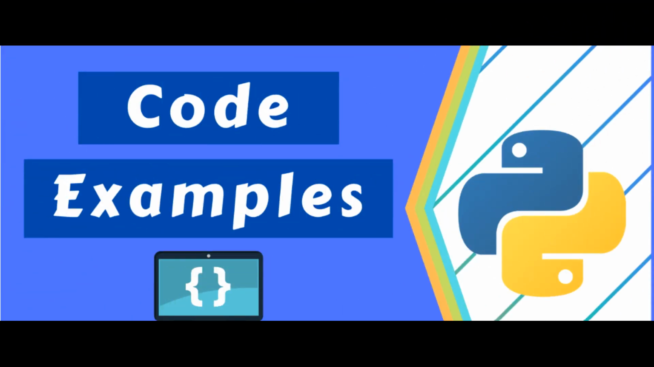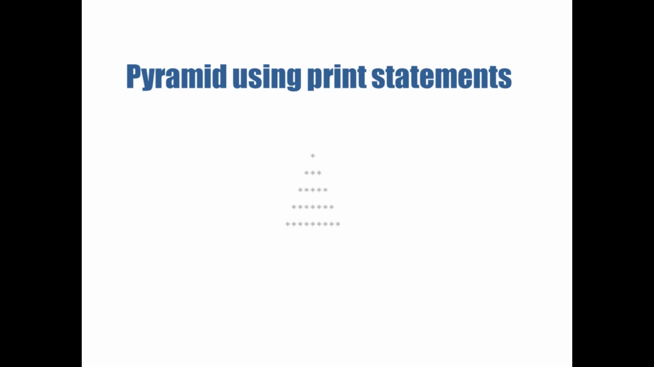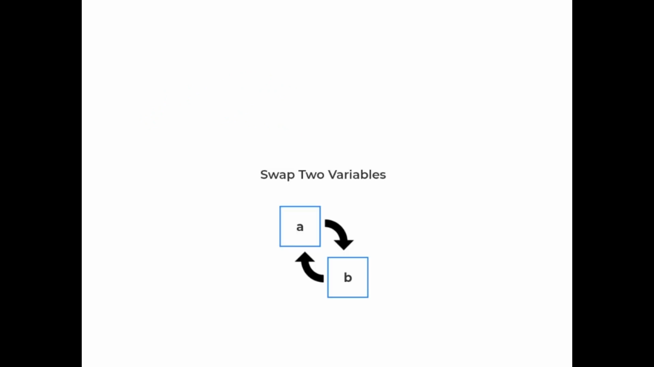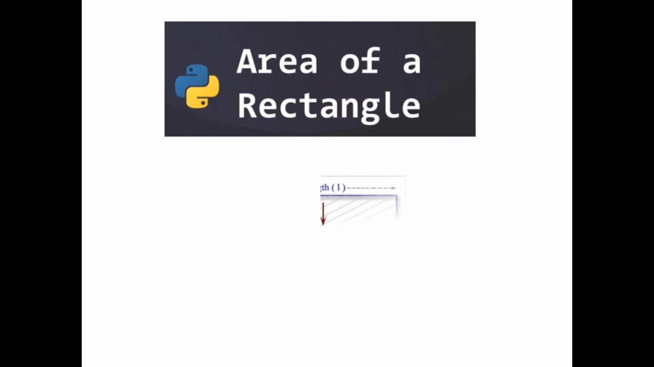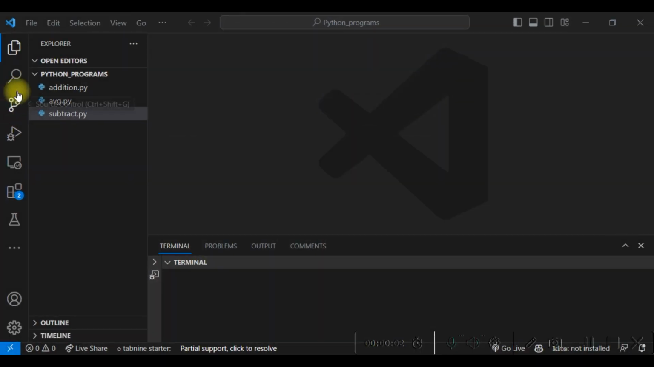Now, let's talk about what we'll be covering in this video. Today, we are going to explore some more examples based on what we have learned so far. First, we'll write a program to draw the simple pyramid using print statements. Then we'll be learning how to write a descriptive print statement. After that, we'll write a program to swap the values in variables. And then we'll calculate the area of a rectangle. So let's jump right into it.